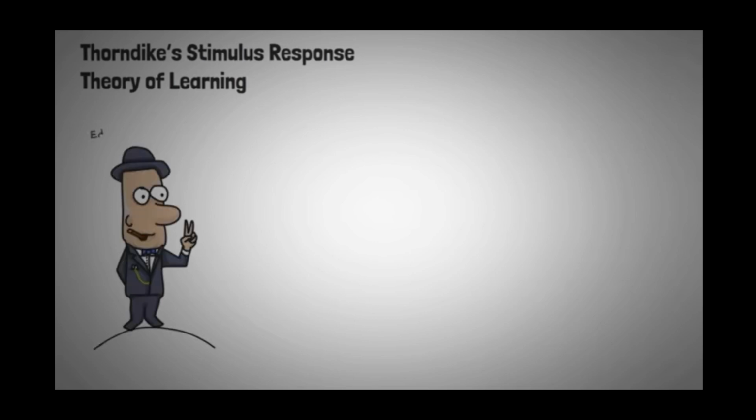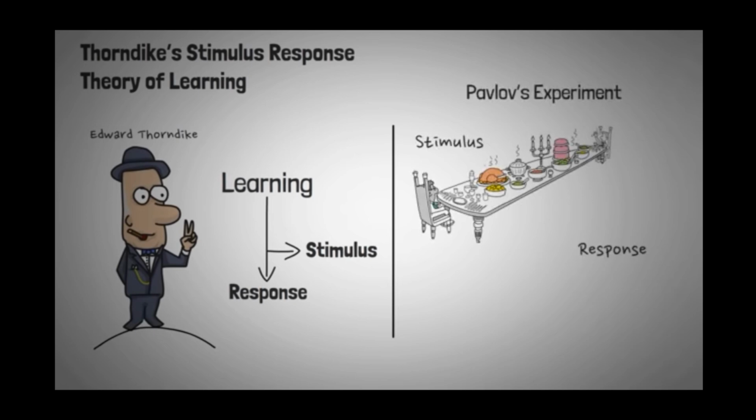The stimulus-response theory was proposed by Edward Thorndike, who believed that learning boils down to two things: stimulus and response. In Pavlov's famous experiment, the stimulus was food and the response was salivation.